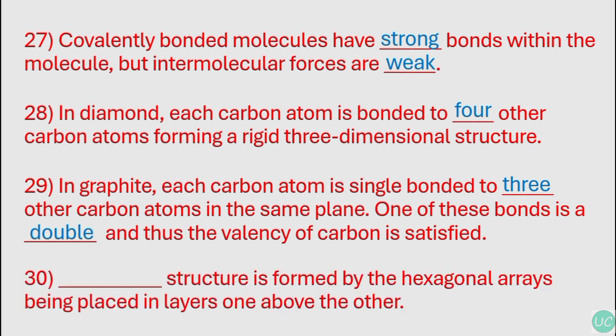Okay, next, so this is the last question. Dash structure: the graphite structure is formed by the hexagonal array being placed in layers one above the other. So graphite is the only form of carbon that has this kind of structure, which has hexagonal arrays just placed above each other. So that is how we can write with a pencil, because when we write each layer gets separated from the compound and gets imprinted on the paper. So the correct answer over here is graphite.